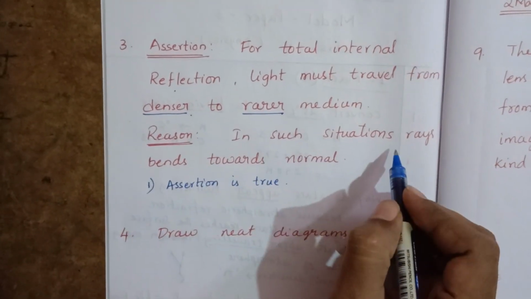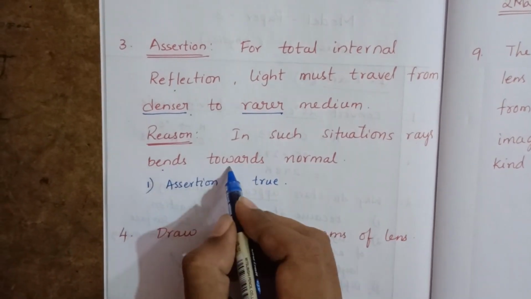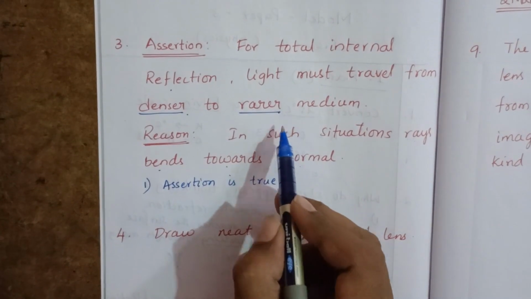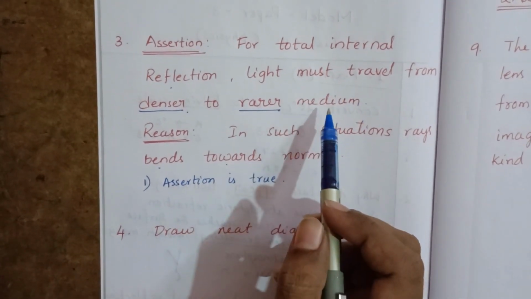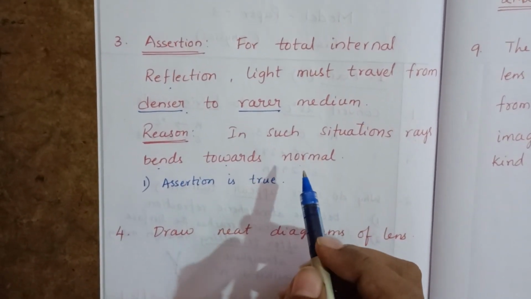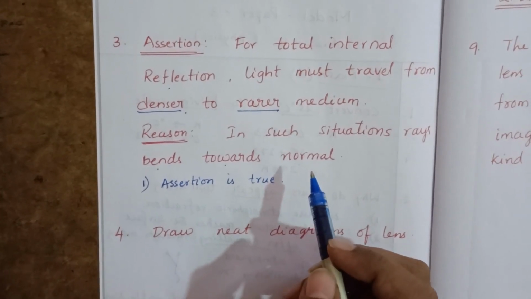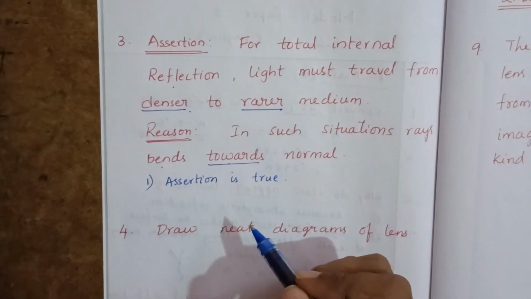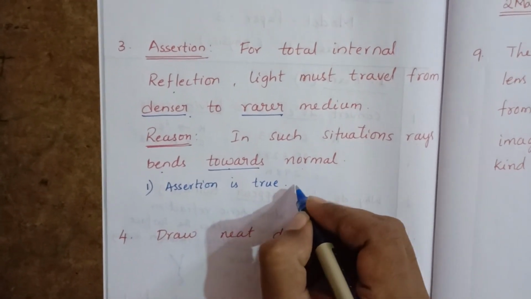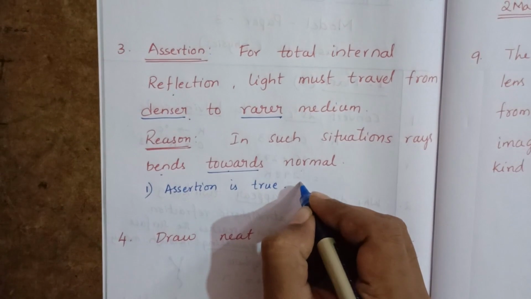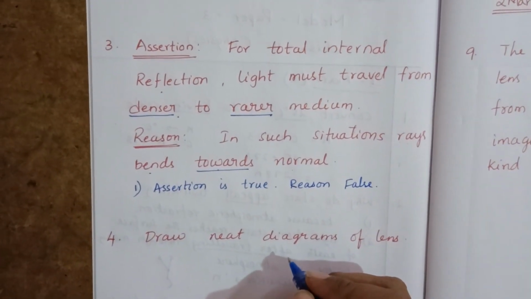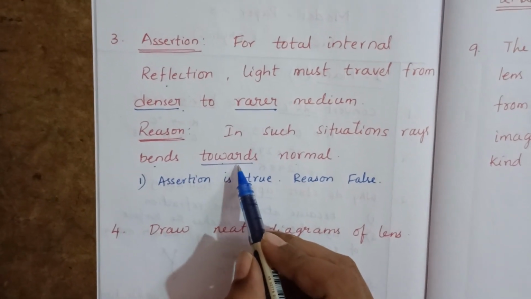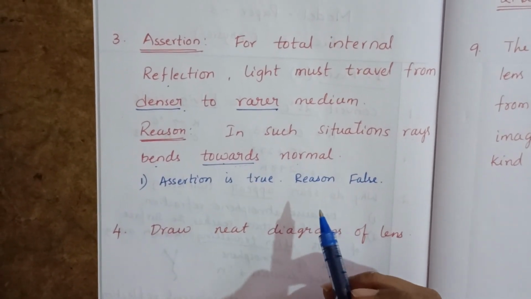Next, the reason: in such situations, rays bend towards the normal. When a light ray travels from denser medium to rarer medium, or during total internal reflection, the light ray bends away from the normal. But what they gave is towards, which is wrong. The assertion is true, the reason is false. The correct answer is: bends away from the normal.